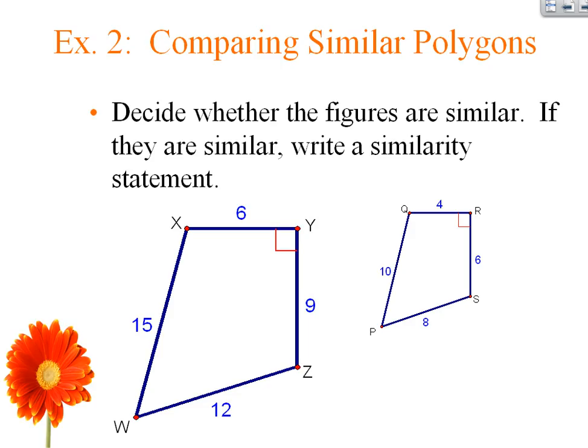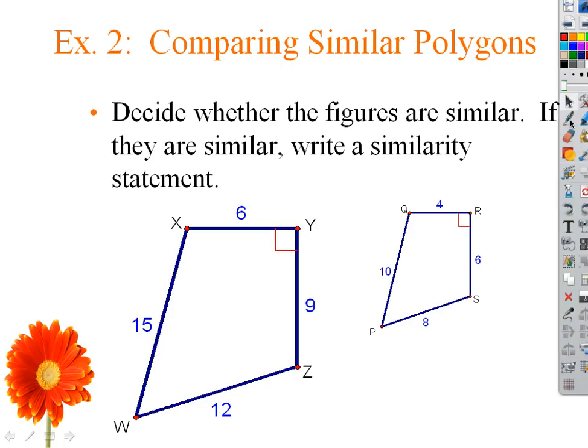Let's look at the ratio of two corresponding sides. So 6 over 4. What's another ratio of corresponding sides then? Big to small. 9 over 6. What's another one? And the last? Are those all the same? No. What are those all reduced to?